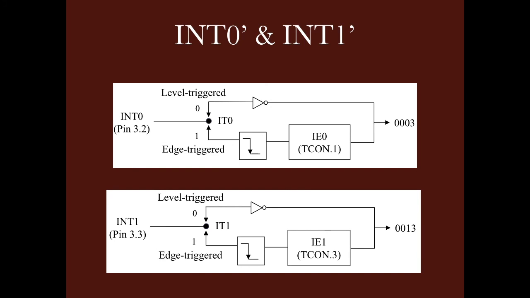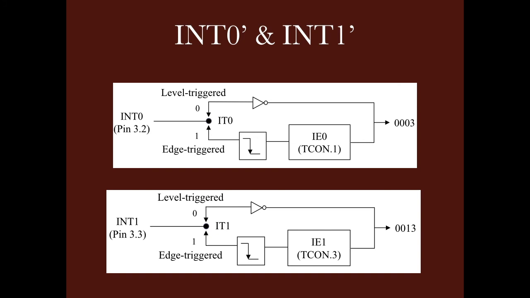Whenever this IT bit is low, the interrupt is level triggered and the controller directly jumps to the subroutine as soon as the level of the interrupt is detected by the microcontroller. But when this IT bit is high, it is edge triggered, and this edge triggering sets the IE bit of the TCON register, and then it jumps to the corresponding ISR.